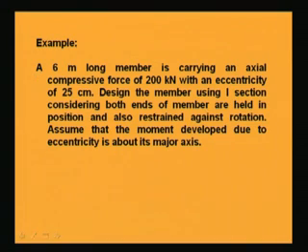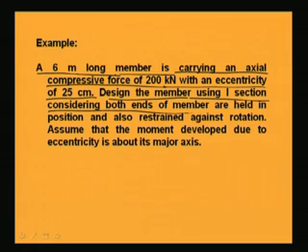Another example we will be solving, which is a little different type: a 6 meter long member is carrying an axial compressive force of 200 kilonewton with an eccentricity of 25 centimeter. Design the member using an I section, considering that both ends of the member are held in position and also restrained against rotation.